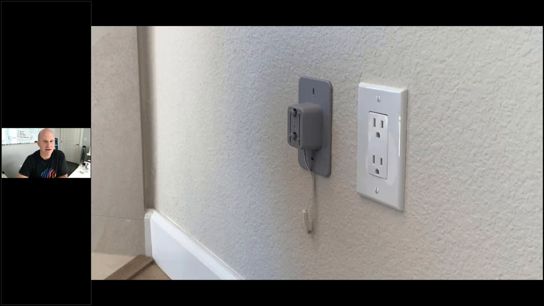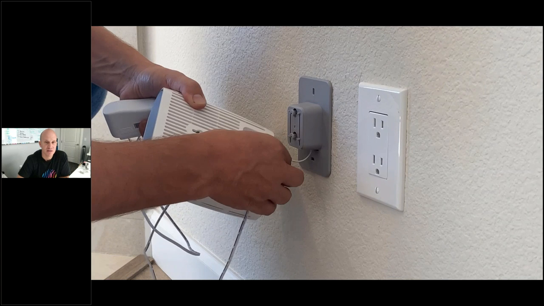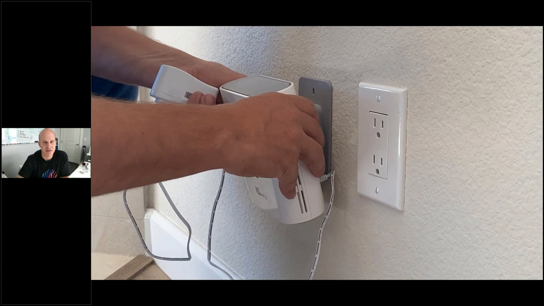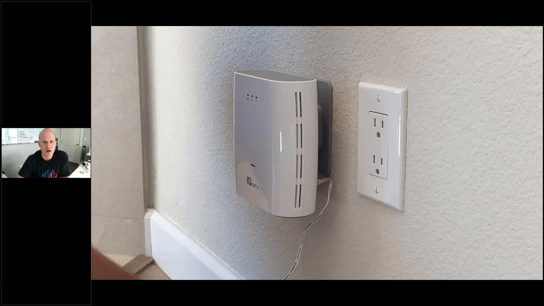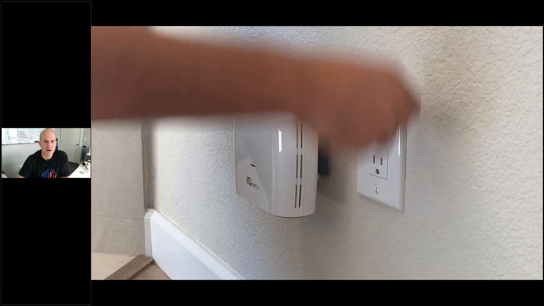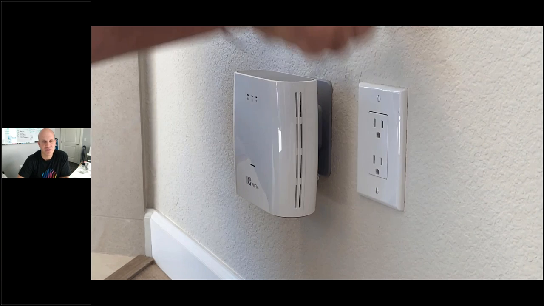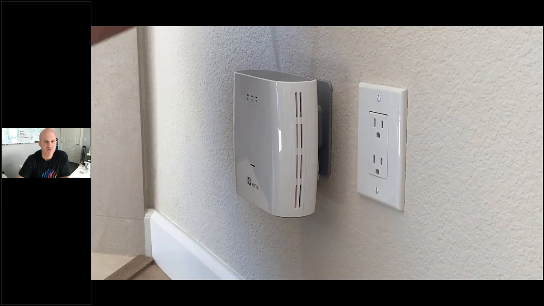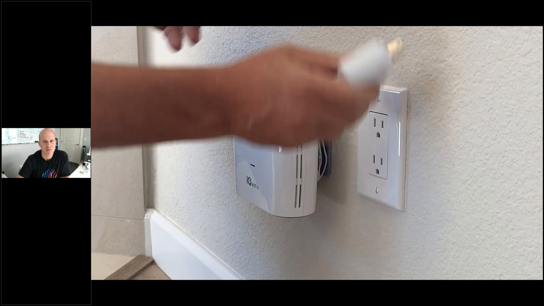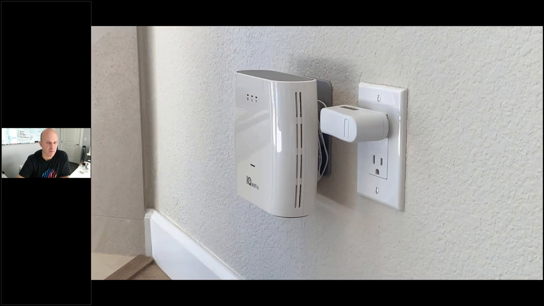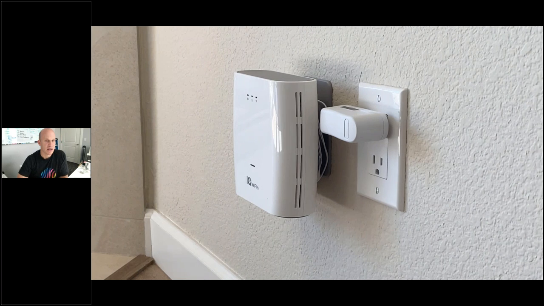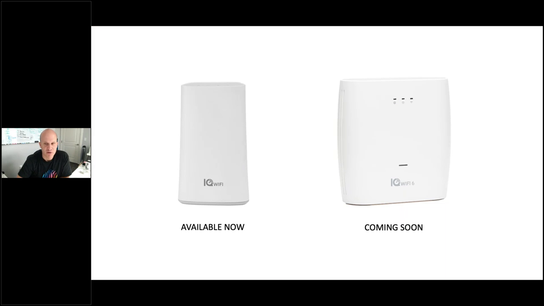We also have a wall mount bracket should you choose to use it. Oftentimes there isn't a place to set these routers. Maybe you don't want it on a nightstand or on a bookshelf or a mantle or something like that, or hidden behind a desk. Getting it up off the floor is nice to be able to do. And so they come with a wall mount bracket as well. And again, IQ Wi-Fi is available now, and IQ Wi-Fi 6 is coming soon.